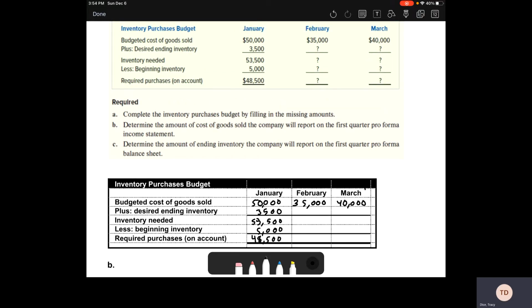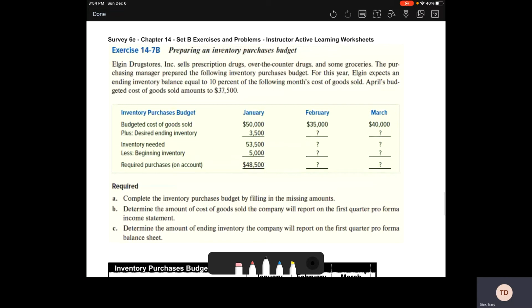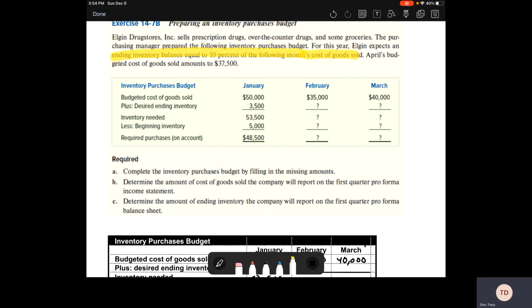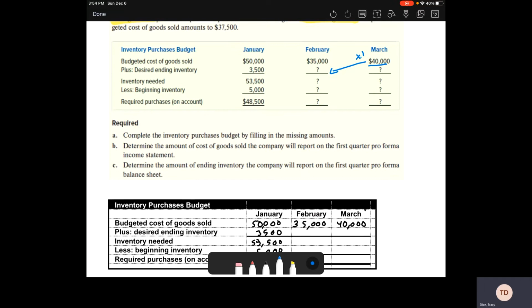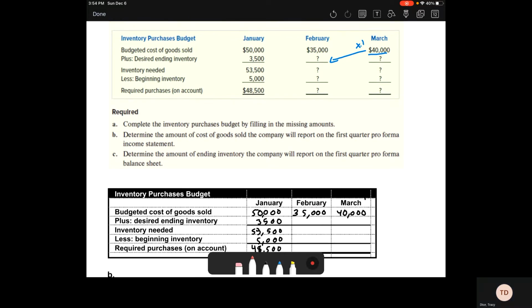All right, so now we've got to figure out what's our desired ending inventory in February. Well, we have to come back up into the problem and see that they expect an ending inventory balance equal to 10% of the following month's cost of goods sold. So we're going to expect $40,000 in cost of goods sold in March. To figure out our desired ending inventory, we take that times 0.1, or 10%. When you do that, you should figure out that February's desired ending inventory is going to be $4,000. Now, when we do the addition there, we find that we need $39,000 worth of inventory that month.